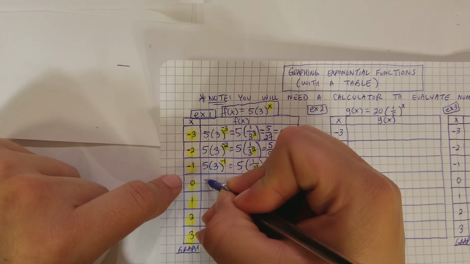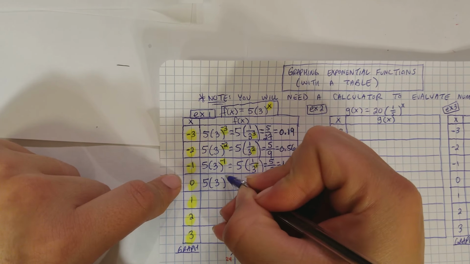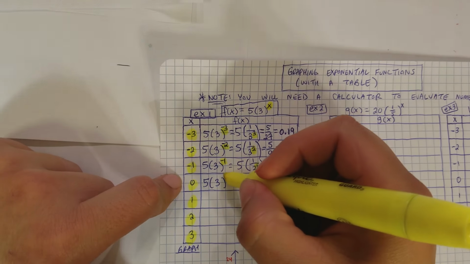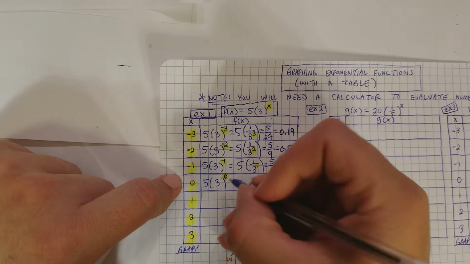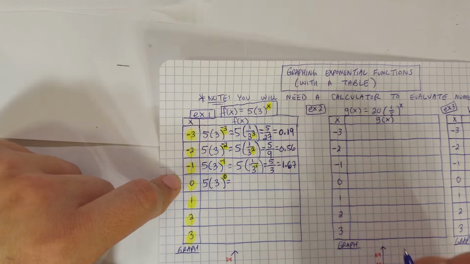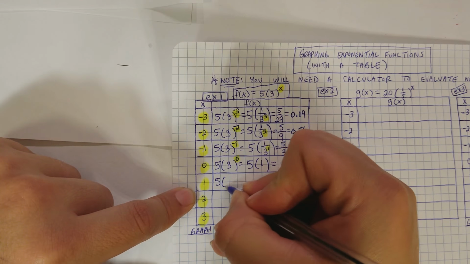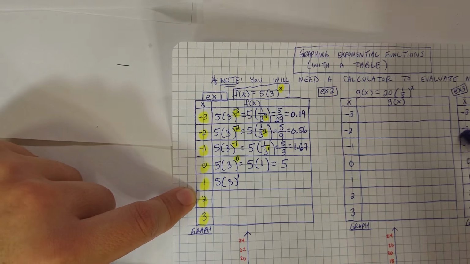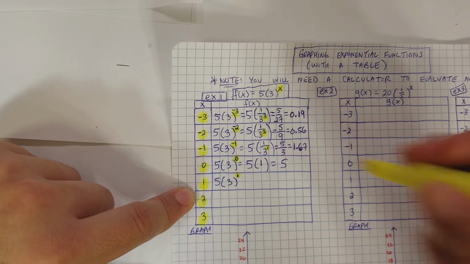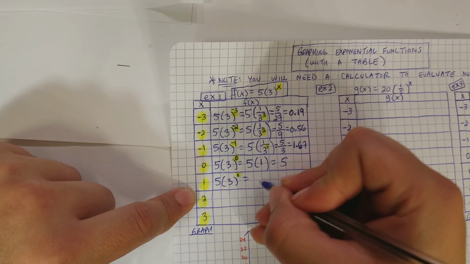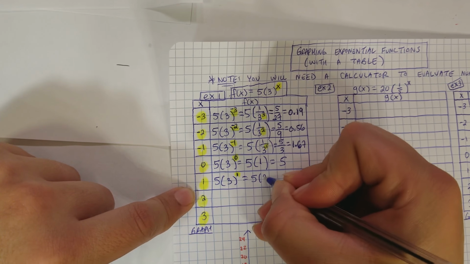Next down the list, so we have 5 parentheses 3 to the power of, this time it's going to be a 0. So I'm going to plug in 0 into there. And this becomes 5 times, anything to the power of 0 gives you 1. And the only thing that's to the power of 0 is a 3. So this becomes 5 times 1, which is 5. Okay, we're getting some progress here. Next one, so we have 5 parentheses 3 to the power of 1. This time I'm replacing the x with 1. So it's going to be 5 times 3, which is 15.